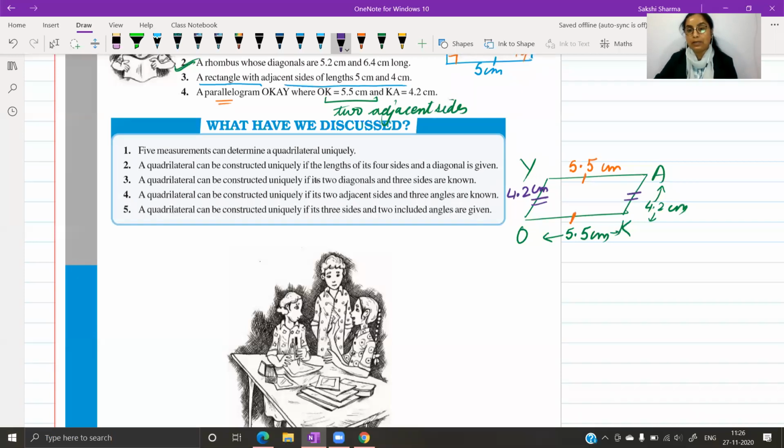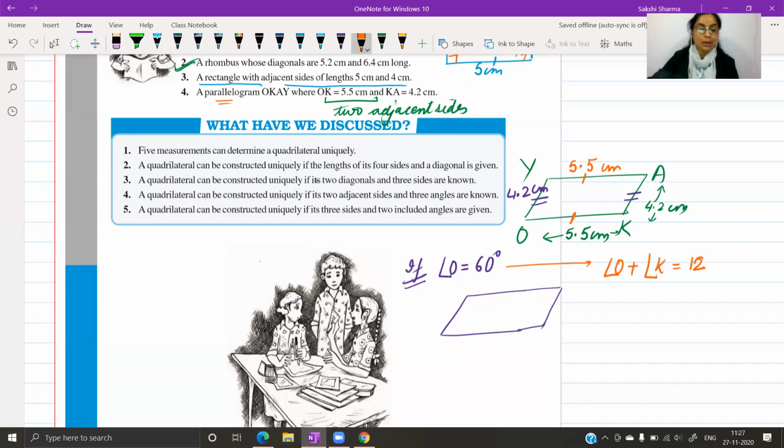I will give you an example here. If we were given, now this is the condition, अगर दिया होता, if we were given angle O equals to 60 degrees, suppose, then by using the properties of parallelogram, I could have found the adjacent angle. If angle O equals to 60 degrees, you have a test today, so it will be just a revision. Angle O plus angle K, these will be supplementary. Is that correct? Yes, ma'am. So angle K will come out to be 120 degrees.